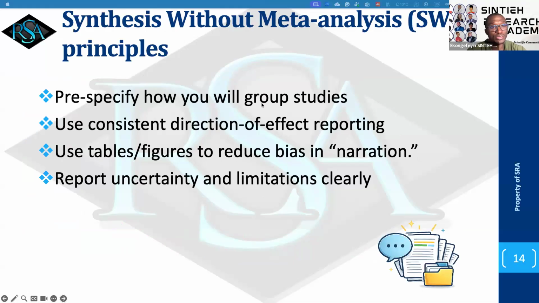Now, there is something called systematic review without meta-analysis. This is a standard approach where you need to pre-specify how you would group your studies. You would use a consistent direction of effect reporting. This simply means that you're going to say BMI increases the risk of cardiovascular events or not in the same direction, and then you're going to use figures and tables to reduce bias when you're narrating. And then you're going to report uncertainty and limitations very clearly. So SWiM is what you move to when you know that your data is not very uniform. And one of the studies uses the SWiM method, so we're going to look at it shortly.